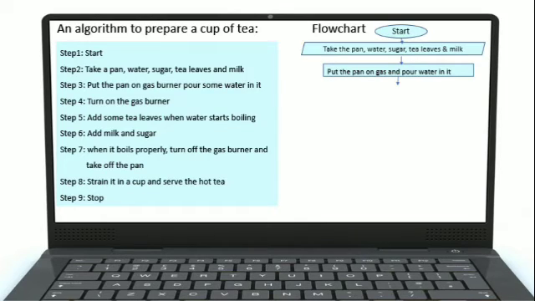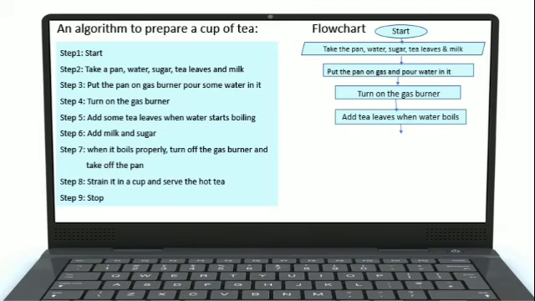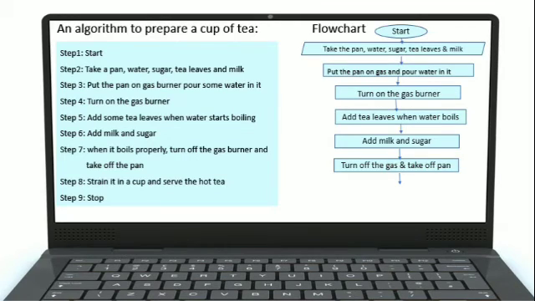Then the processing box will be used. It means the rectangular shape box. For put pan on the gas and pour water in it. Turn on the gas burner. Add tea leaves and when water boils, add milk and sugar. Turn off the gas and take off the pan. So these all are the processes which we are doing to prepare the tea. So all these processes are written in the rectangular shape box, that is called the processing box.